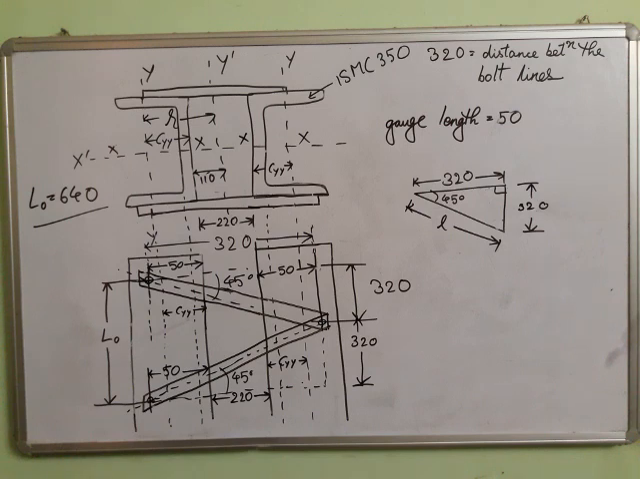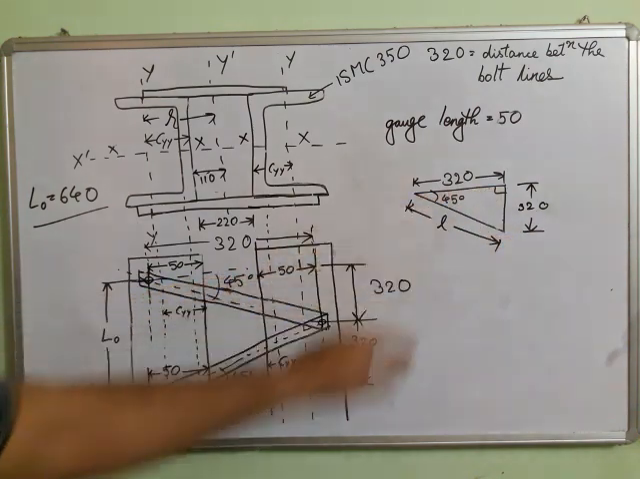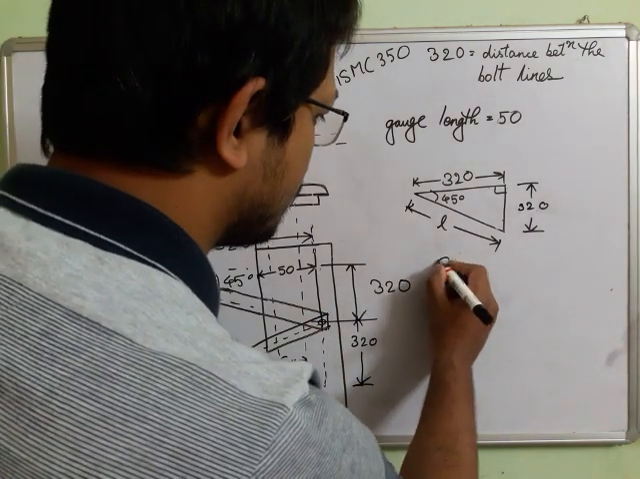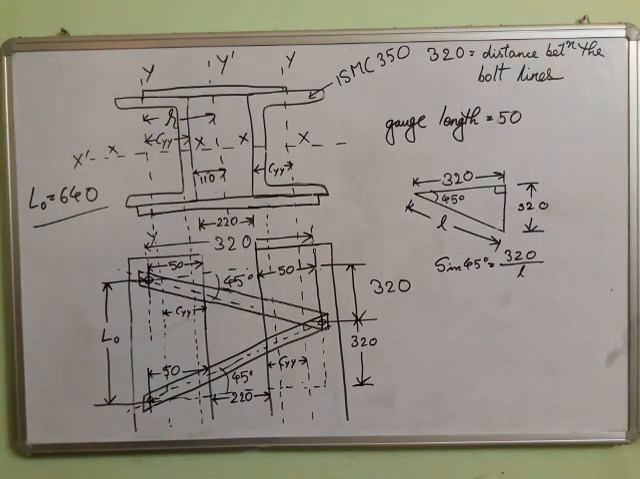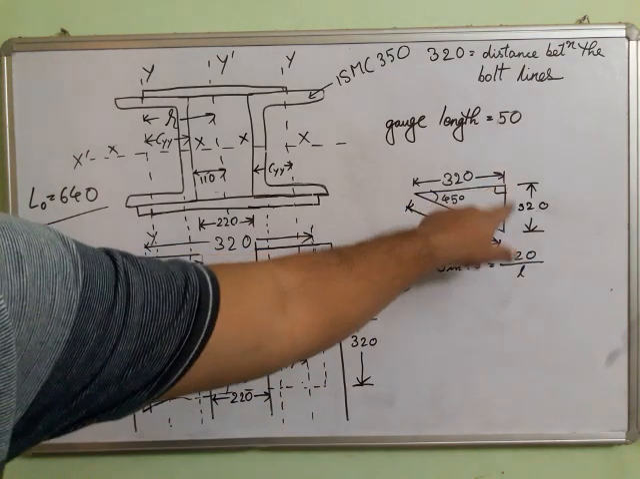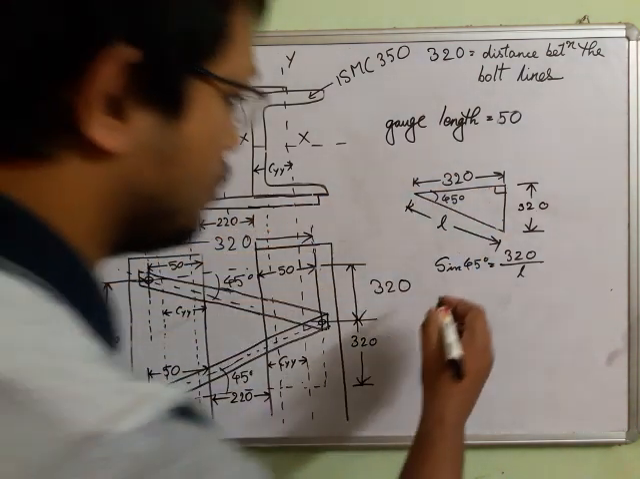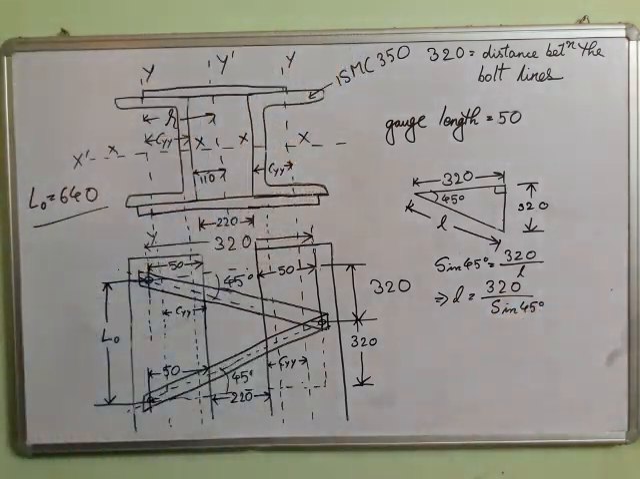Now let us use trigonometry. If this is the hypotenuse and this is the perpendicular, this is the base, so if I use sine theta or cos theta, we can directly find it, isn't it? So how much will we get? We can do it like this. Sine theta equal to what? Perpendicular by hypotenuse. So perpendicular is 320 and hypotenuse is this one. So how much will you get? How much will be the value here for L?